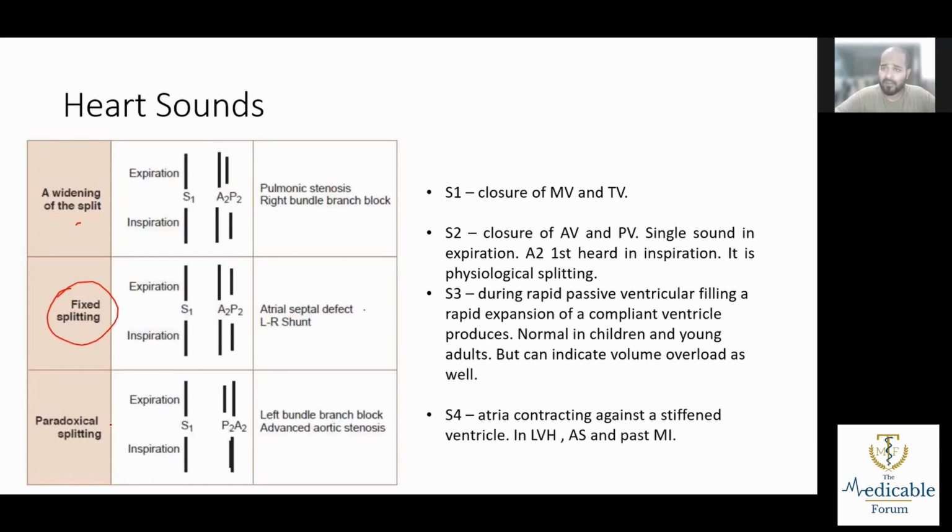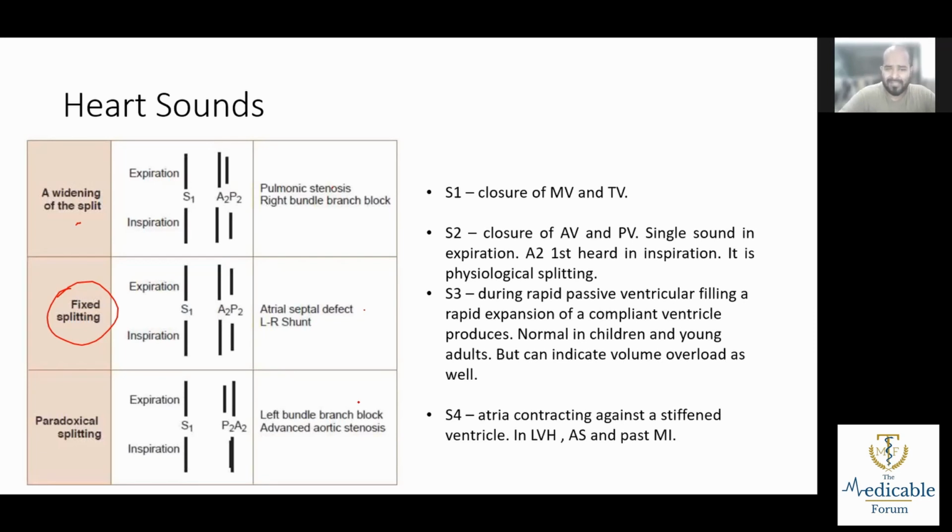Now, what's a paradoxical split? During left bundle branch block, the left side of the heart is discoordinated and they are quite slow and they close late, right? So, in expiration, already the blood flow in the left is prolonged, so it becomes even later. So that is the paradoxical splitting.